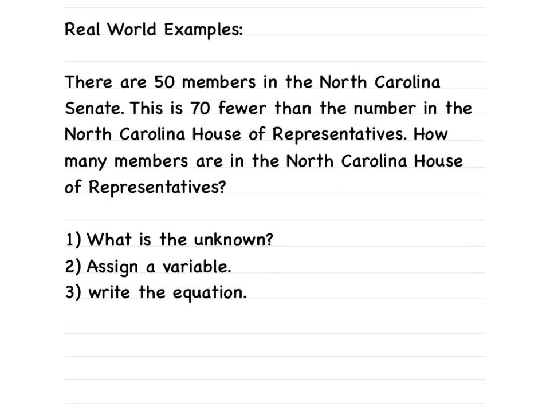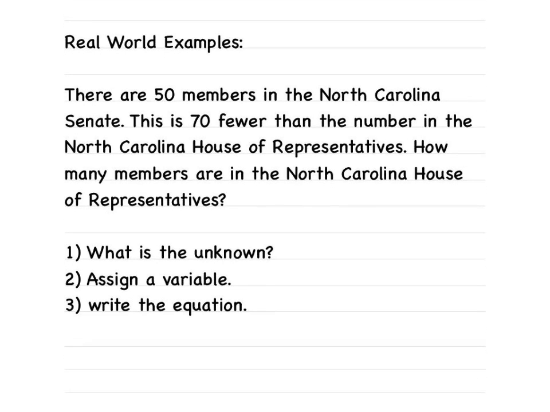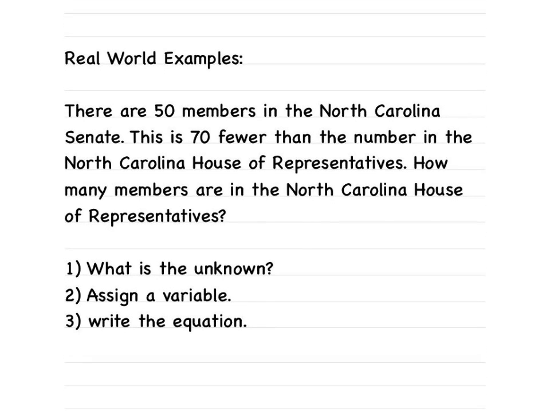Here's a real world problem. A real world example. All right, let me go ahead and start by just reading the paragraph, the word problem, and we'll answer the 3 questions. There are 50 members in the North Carolina Senate. This is 70 fewer than the number in the North Carolina House of Representatives. How many members are in the North Carolina House of Representatives? So the first question is asking me, what is the unknown? So go back to the question that it's asking, and it's asking us how many members are in the North Carolina House of Representatives. That's what is unknown.